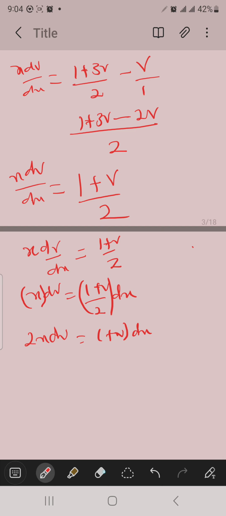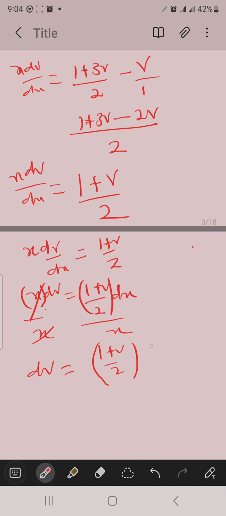No, I cannot separate it like this. What I want to do is that I want the variables of v to go to dv. When this one comes here, divide both sides by x over x. This one cancels this. We have dv equals 1 plus v over 2 multiplied by 1 over x dx. You understand this?